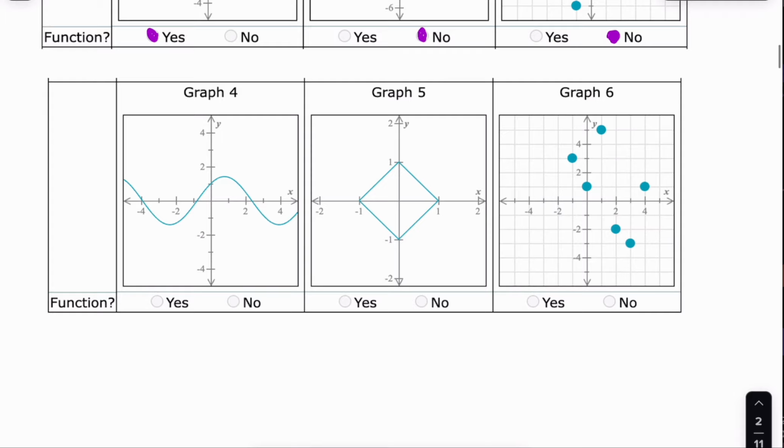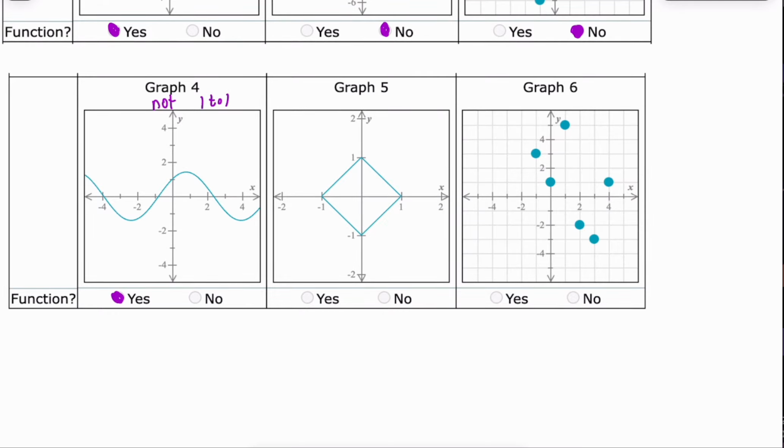Let's try a few more. Is this a function? Vertical line, vertical line, vertical line, vertical line, vertical line, vertical line. Perfect. So it's a yes. This function, if we went to graph it and look at the horizontal line test, it's not one-to-one either. This is actually from trigonometry. This is a type of either a sine wave or a cosine wave.